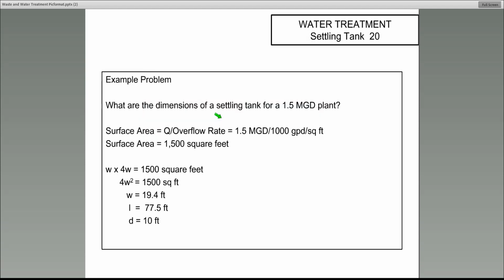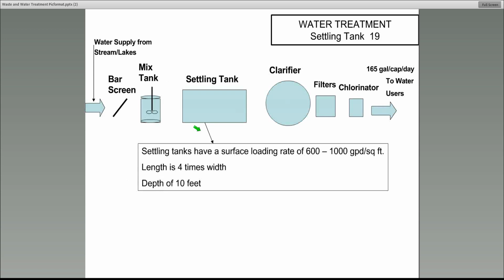So what are the dimensions of a settling tank for a 1.5 MGD plant? The formula for that is the surface area is equal to the flow over the overflow rate. And the overflow rate is this 600 to 1,000 gallons per day per square foot.